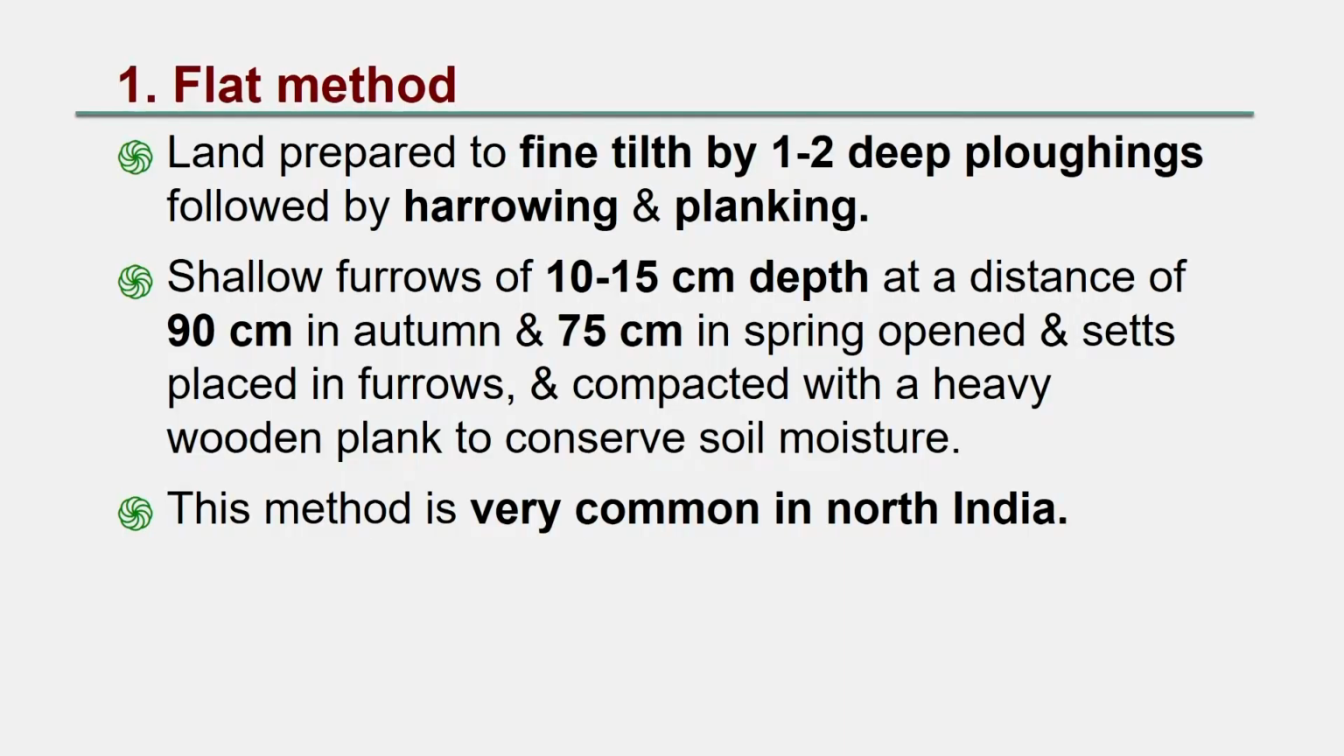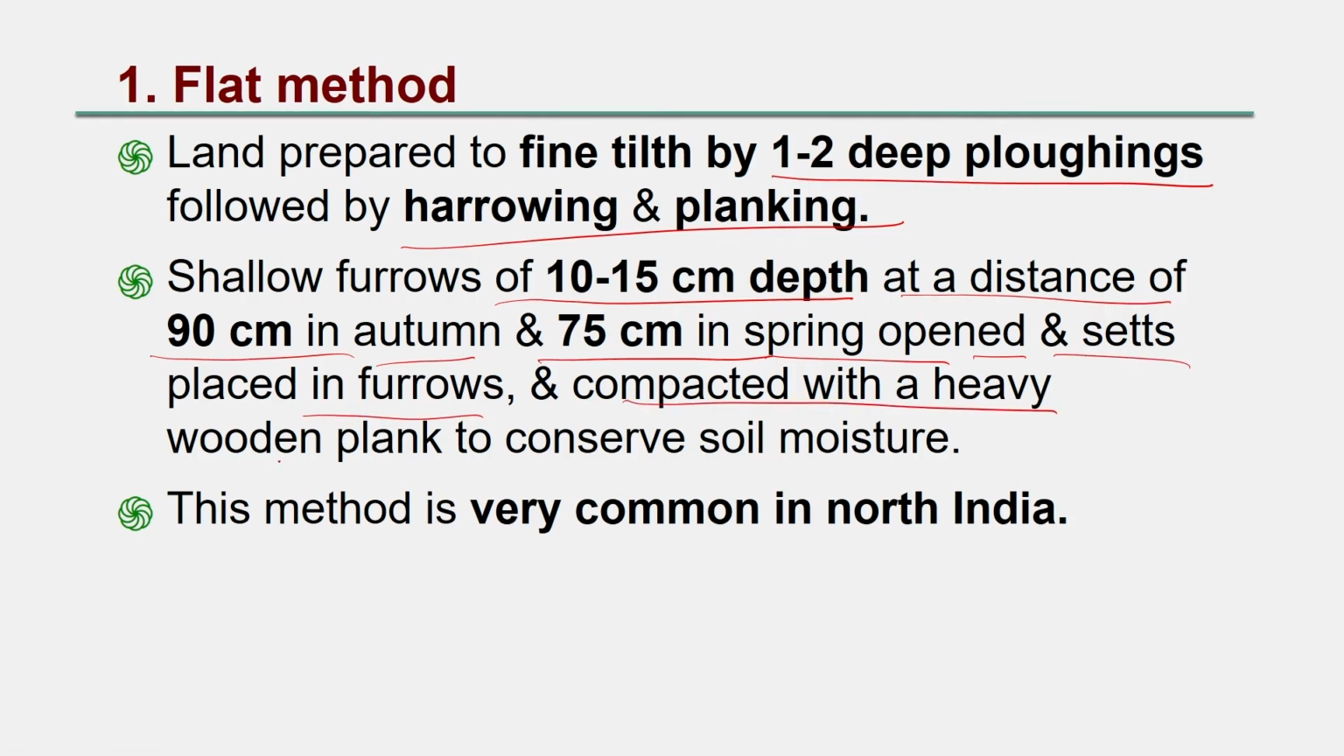Flat method. Land is prepared to fine tilth by 1 to 2 deep plowings, followed by harrowing and planking. Shallow furrows of 10 to 15 centimeter depth at a distance of 90 centimeter in autumn and 75 centimeter in spring are opened and sets placed in furrows, compacted by a heavy wooden plank to conserve soil moisture. So, flat method is the simplest method where you need to open furrows at 90 centimeter during autumn or 75 centimeter in spring.